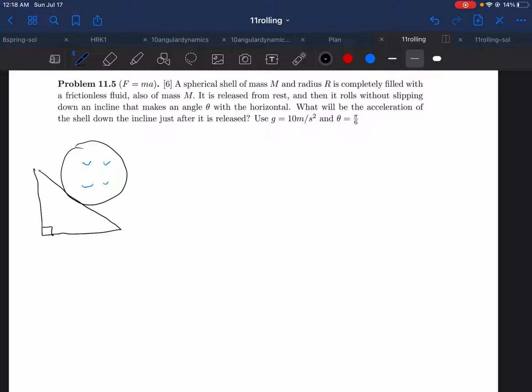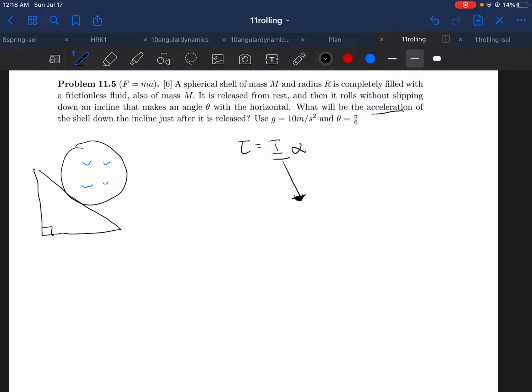pretty easy. So the main point over here is we want to find acceleration. So we want to think about angular acceleration. We can find that through torque. Torque equals I alpha. So we want to think about what we know. Let's think about rotational inertia first. Do we know rotational inertia?